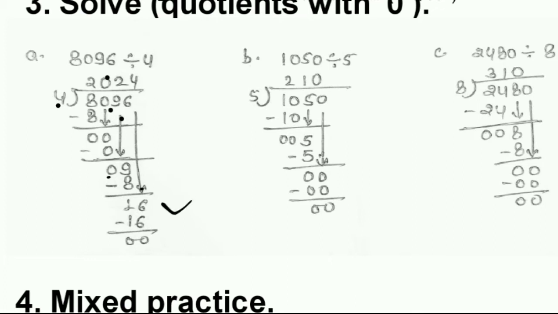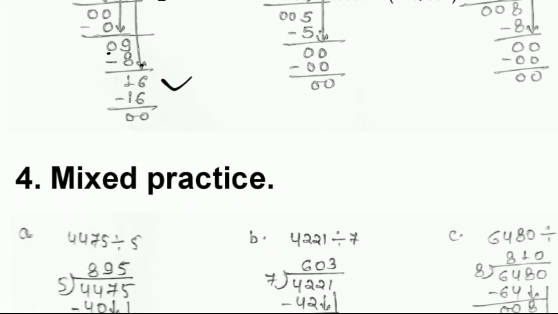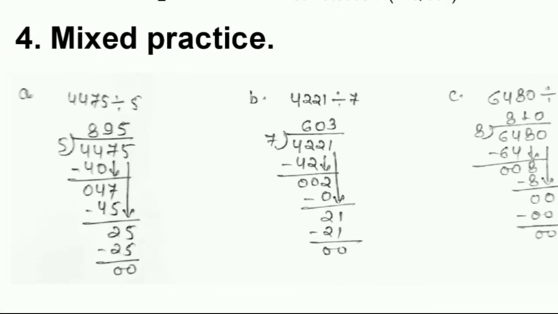One more question, 1050. The rest of the questions, do it yourself. Then mixed practice. All types of questions are there. It is of 4-digit, 3-digit and the quotient with 0. I have solved it here. You can check it once.